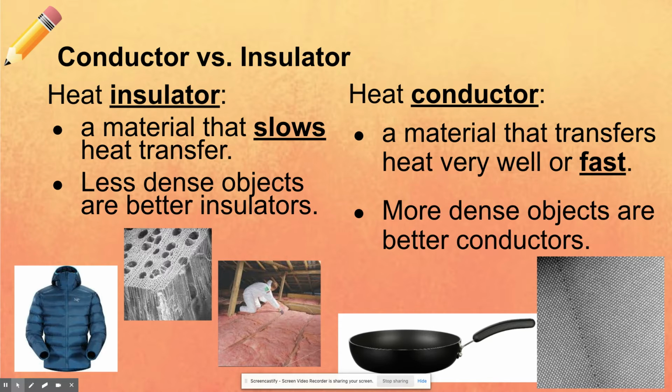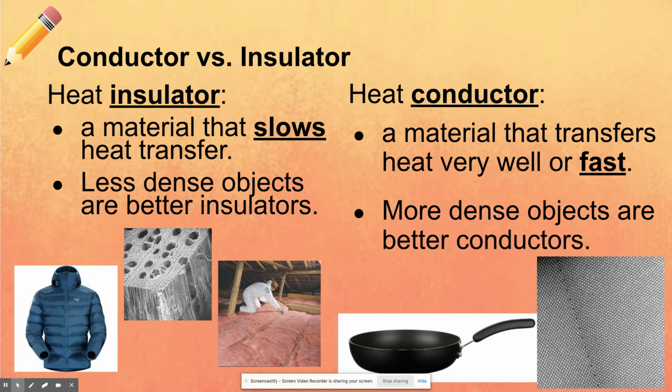And then a heat conductor is a material that transfers heat very well or very fast. More dense objects are better conductors. So that's why metals are good conductors. So we use them for pans, right? But we don't want to use it on the handle, right? Because that would get too hot. So a lot of times then we put like a plastic there because that's more of an insulator.